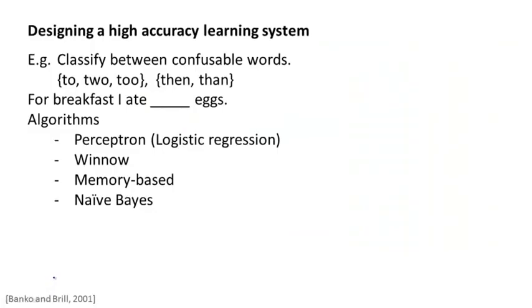Let me start with a story. Many years ago, two researchers that I know, Michele Banko and Eric Brill, ran the following fascinating study. They were interested in studying the effect of using different learning algorithms versus trying them out on different training set sizes. They were considering the problem of classifying between confusable words. So for example, in the sentence, for breakfast I ate, should it be t-o, t-w-o, or t-o-o? Well, for this example, for breakfast I ate t-w-o, 2 eggs. So this is one example of a set of confusable words, and that's a different set.